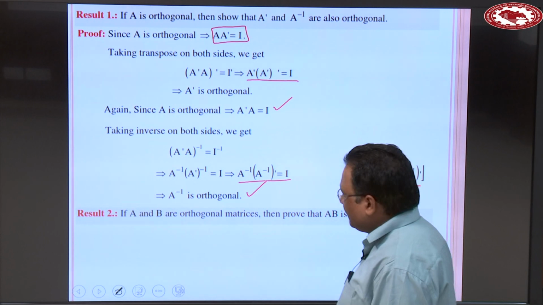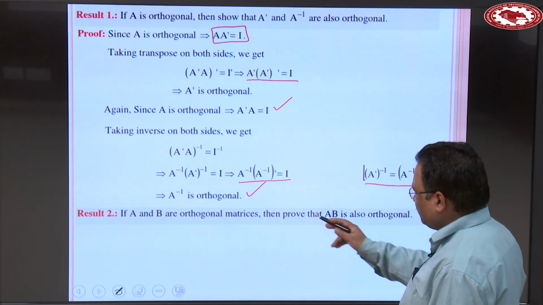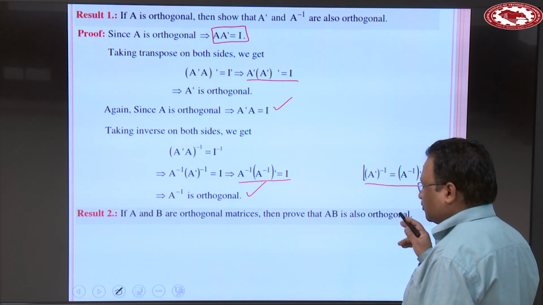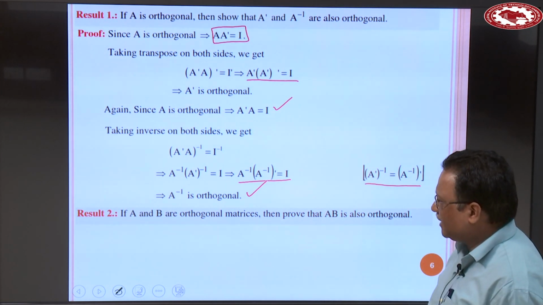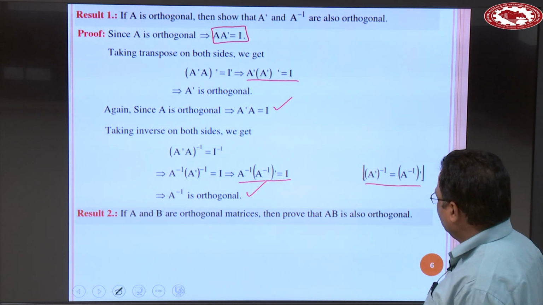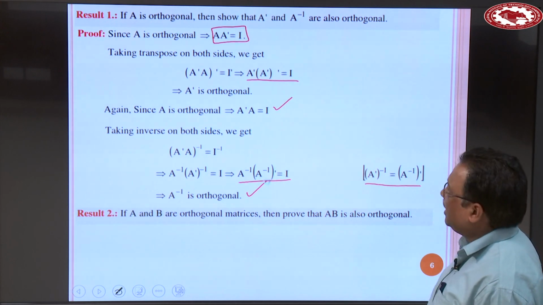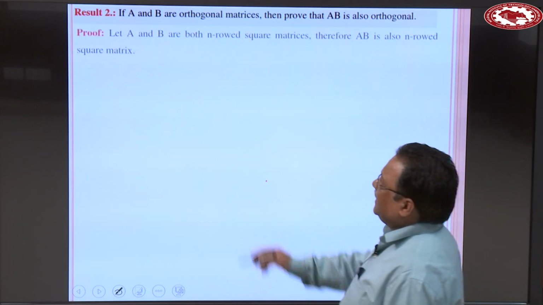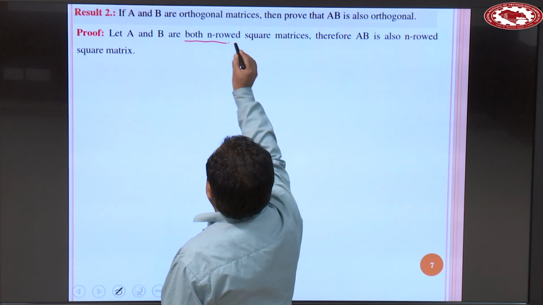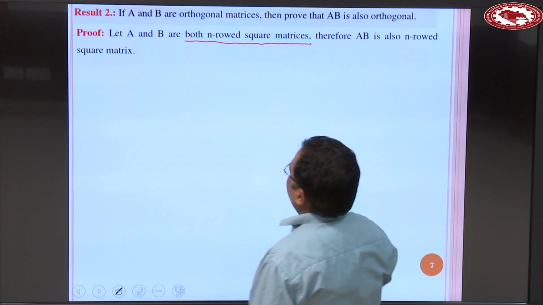Now, second, if A and B are orthogonal matrices, then prove that AB is also orthogonal. Now, let A and B be both n row square matrices.